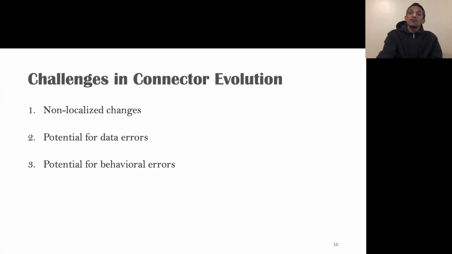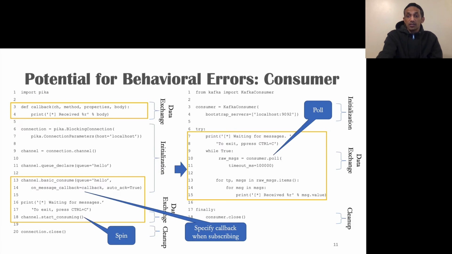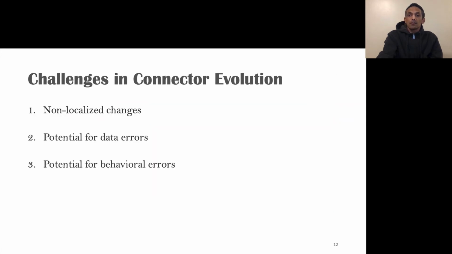Third, behavioral errors may be introduced into the system during the migration process. One way this can happen is that changing a connector might require performing complex refactorings. For example, in this producer-consumer system, receiving messages in the consumer involves using a callback function in the RabbitMQ-based implementation. But you have to do polling in Apache Kafka. Previous studies have shown that developers can introduce bugs when doing refactorings like these, and the chance of introducing errors increases as the number of refactorings you have to make increases. So those are the three challenges with connector evolution.